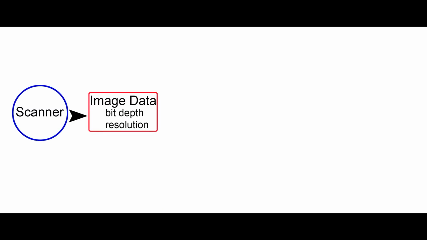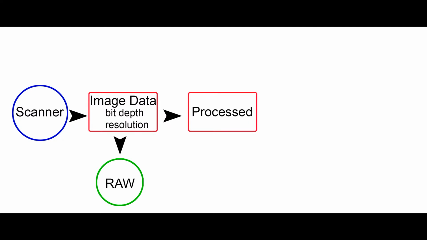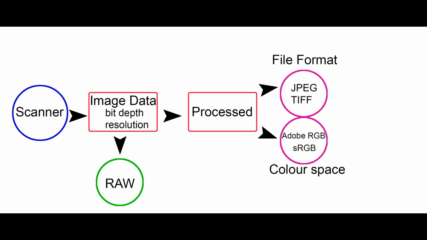So the scanning process is basically split into two parts. The first bit is when the light bounces off our picture and into the sensor, where it's broken down into its red, green and blue channels. This stage is where we capture the unprocessed or raw image. From here the raw data is then processed. This applies the different settings that we have on our scanner, such as our file format and the colour space that we've decided to use. So once we're happy with everything, we simply press the save button and the scan is then saved to our computer.